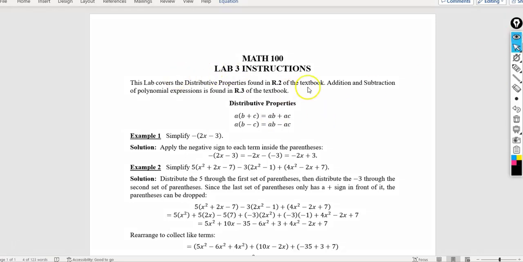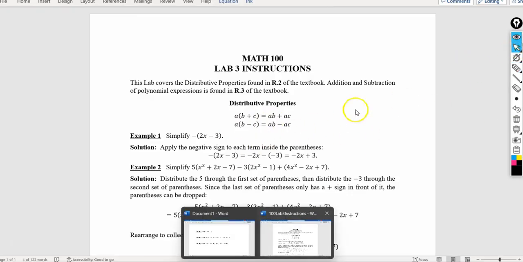Okay, lab 3 is about the distributive property, and the main thing you have to remember with the distributive property: if you have something multiplied outside a set of parentheses, it gets multiplied to everything inside. The mistake that most students make is they do not apply whatever's outside to everything inside. They just apply it to the first thing. That is the most common mistake. So there are 3 examples there.